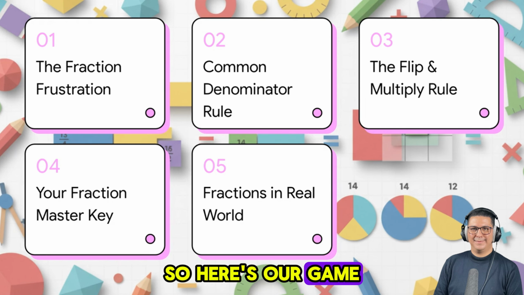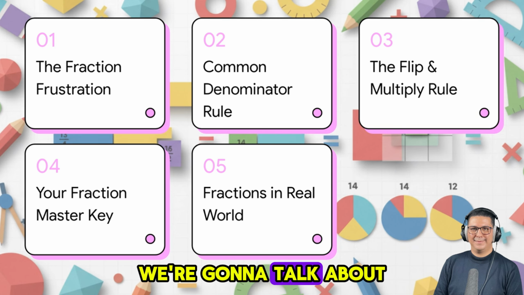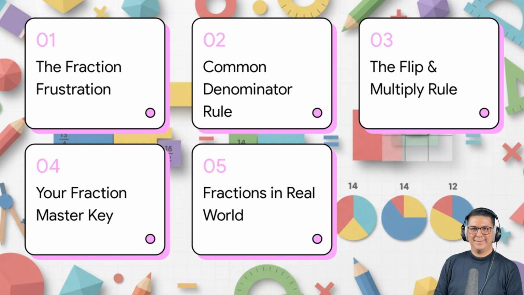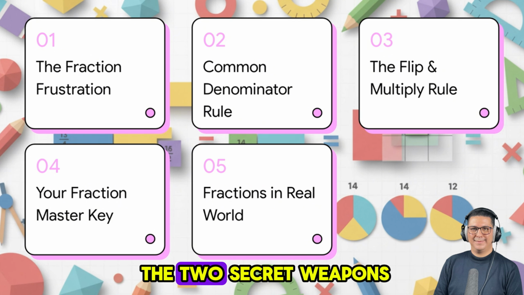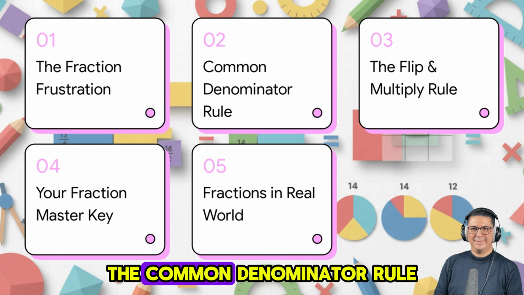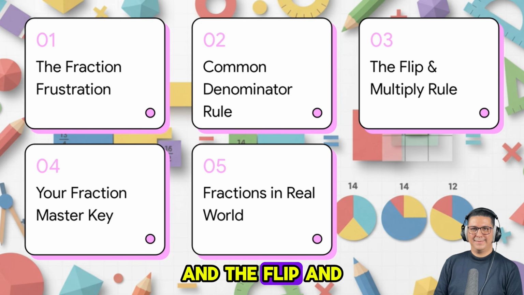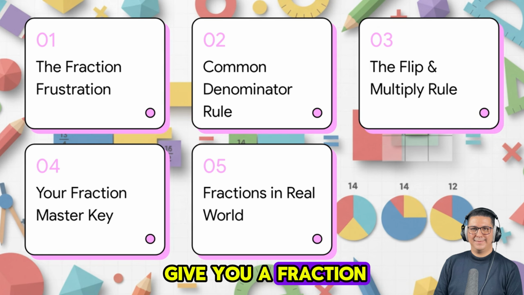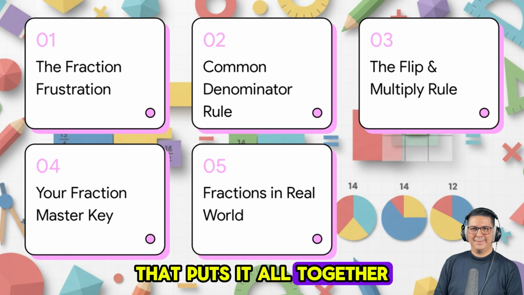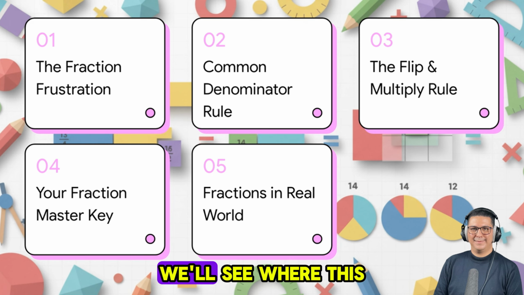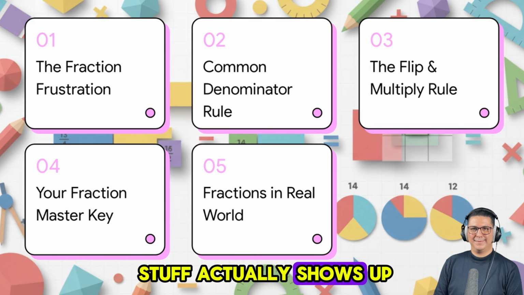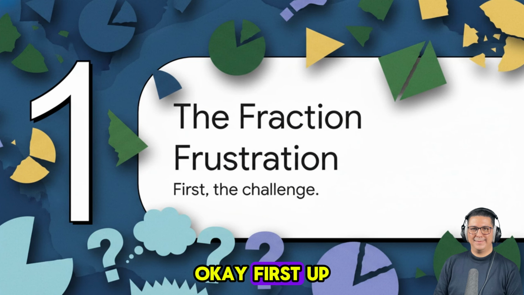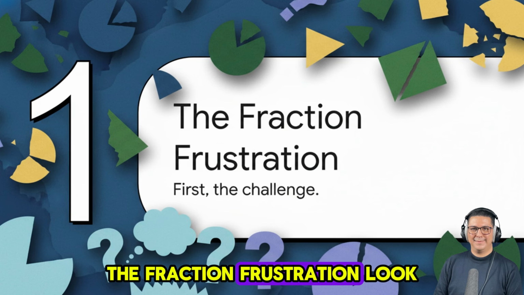So, here's our game plan. First, we're going to talk about the fraction frustration, just to get it out there. Then we'll get into the two secret weapons, the common denominator rule and the flip and multiply rule. After that, I'm going to give you a fraction master key that puts it all together. And finally, we'll see where this stuff actually shows up in real life. Let's do this.